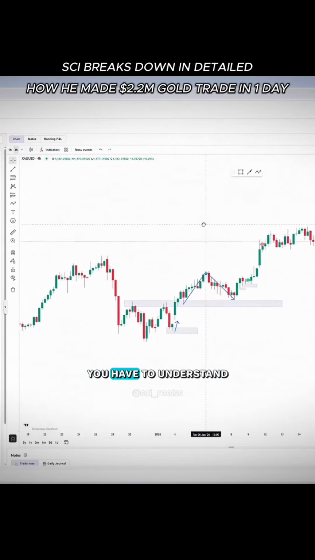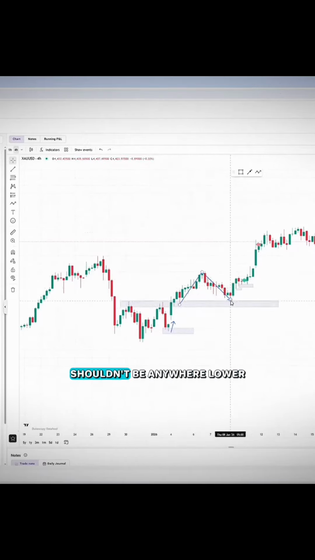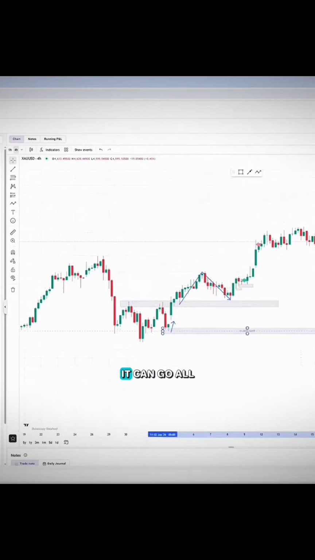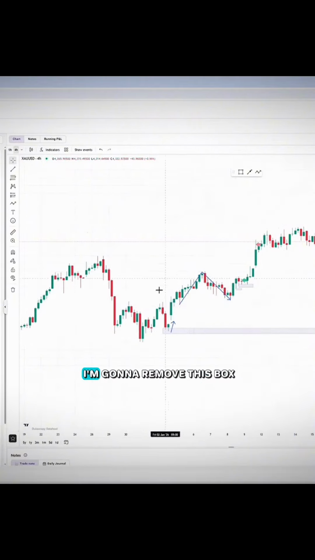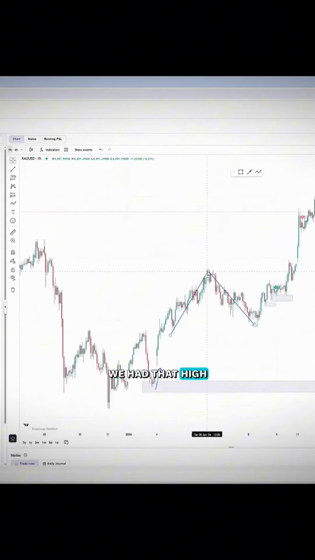That's what you're missing. You have to understand, even now, what I'm gonna show later on of what price is previously doing. Looking at price now, you should be able to tell that, okay, there's a high, there's a low, there's a high. The higher low shouldn't be anywhere lower than this level, right? It can go all the way back down to this level if it wanted to. I'm gonna remove this box. It can go all the way back down to this level if it wanted to, and it still would not be bearish. So back to that 1-hour example, we had that high, higher low.